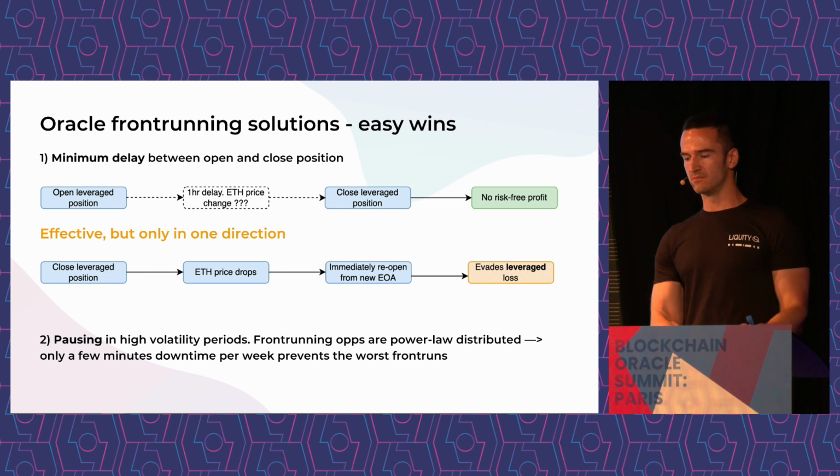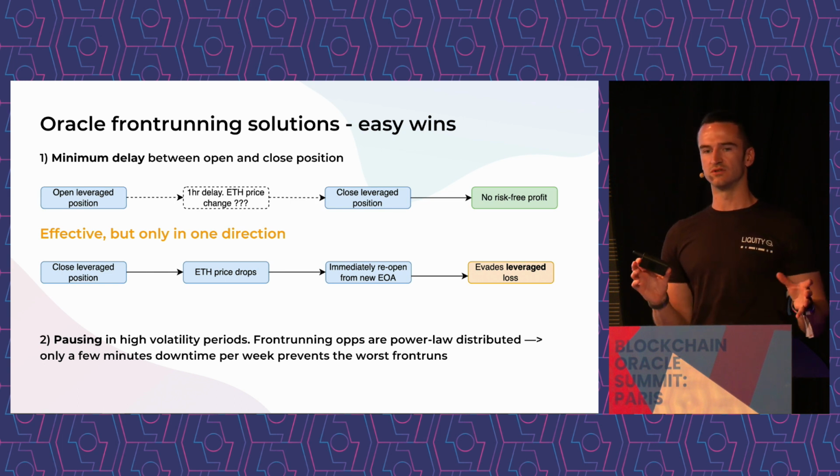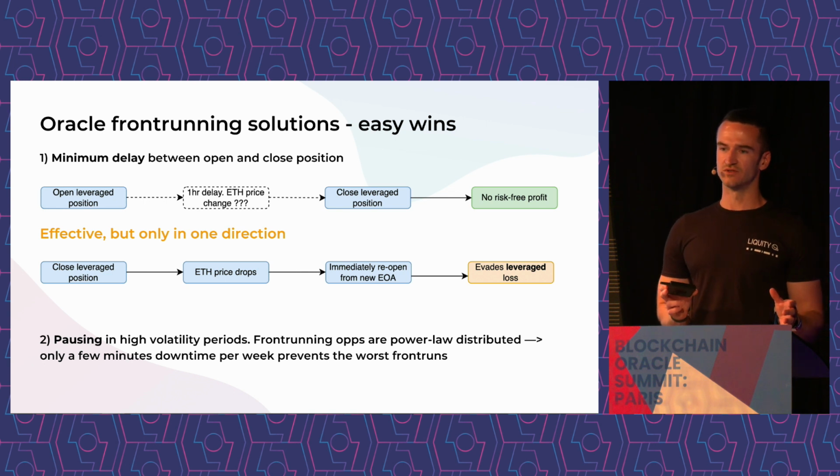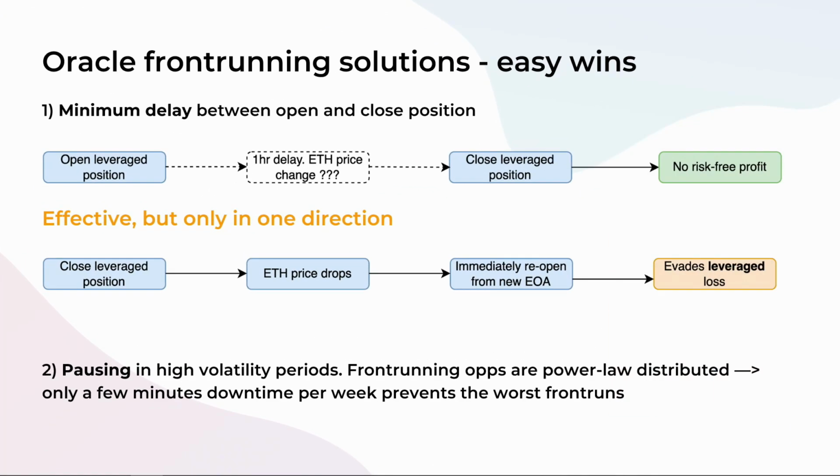So there's a couple of easy wins with front-running. We can implement a minimum delay between opening and closing, which introduces price uncertainty for the attacker. So then it becomes non-risk-free. They don't know what price they're really sandwiching or what it's going to be when they're able to close their position. So it makes it unattractive. It's effective, but only in one direction. It doesn't stop them evading a leverage loss, because they could close their position as a front run to an ETH price drop, immediately reopen from a different account, and they could then still evade the leverage loss.